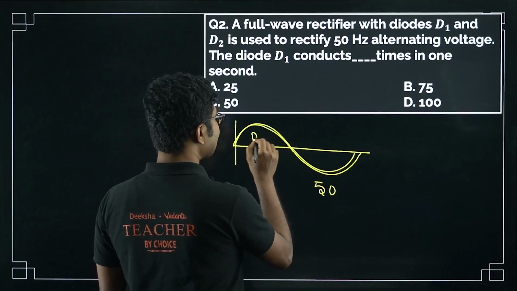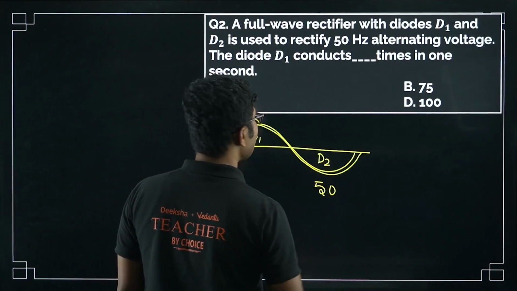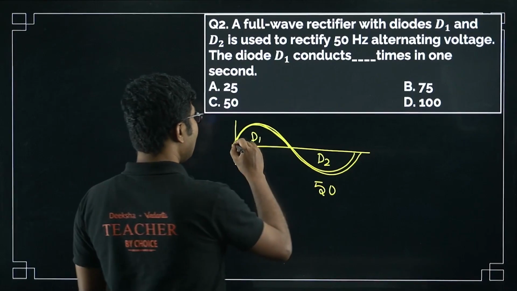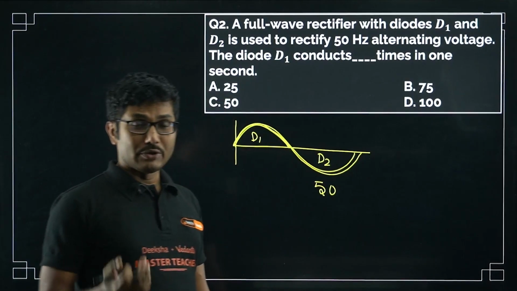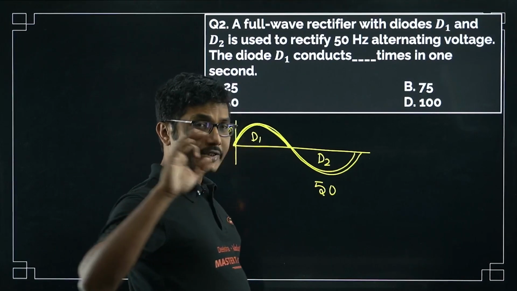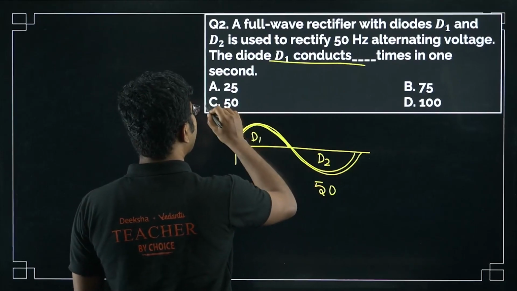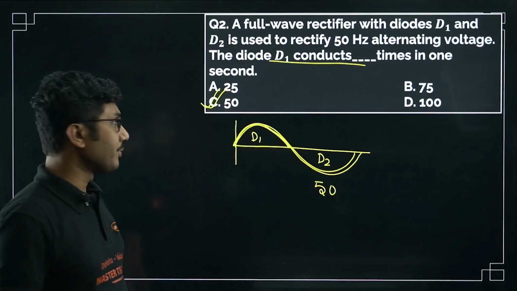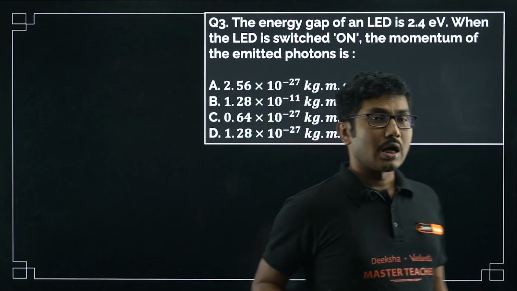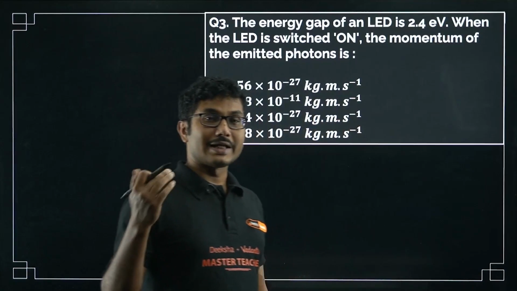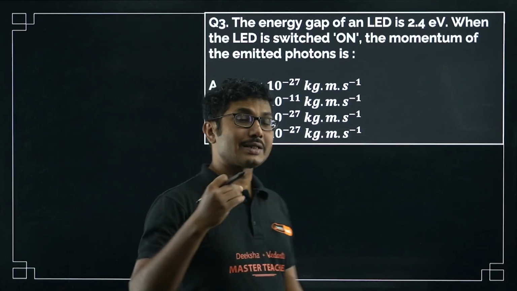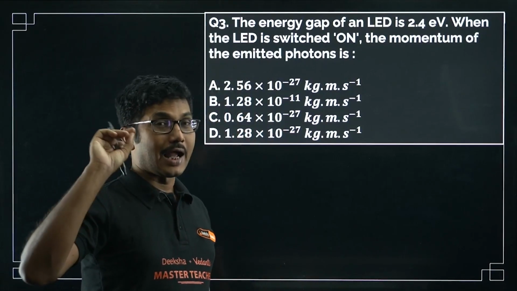Now D1 conducts in this range and D2 conducts in this range. So out of this, every 50 times in a second, diode D1 will conduct 50 times, diode D2 will conduct another 50 times. Okay, so the total number of conductions is 100, but diode D1 will conduct 50 times only. In fact, in the half wave rectifier also the diode conducts 50 times only, because there is only one diode, and in the second half no diode conducts. So if the same question was asked in the case of a half wave rectifier, again the diode will be conducting 50 times only.